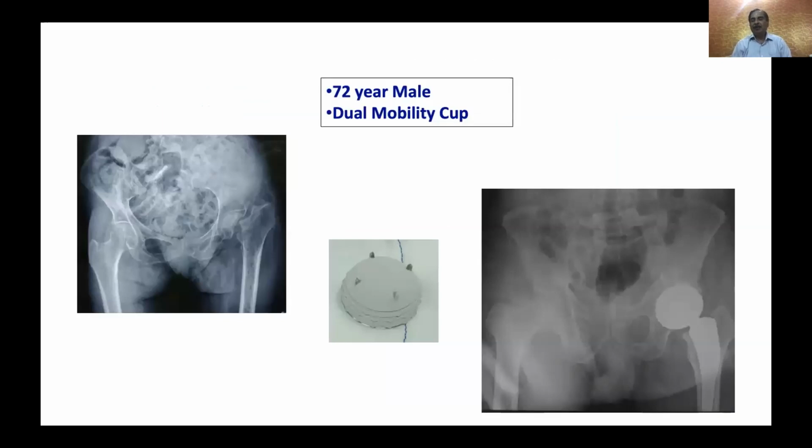Now, this is what I want to tell you. This is a dual mobility cup. They come in both cemented and cementless versions, and they allow you to put a total hip and still have a large head. It's a tripolar cup, which allows movements at two articulations, and that is associated with a markedly reduced risk of dislocation. And this is my choice if the patient can afford it for doing total hip in a patient with fracture neck of femur.